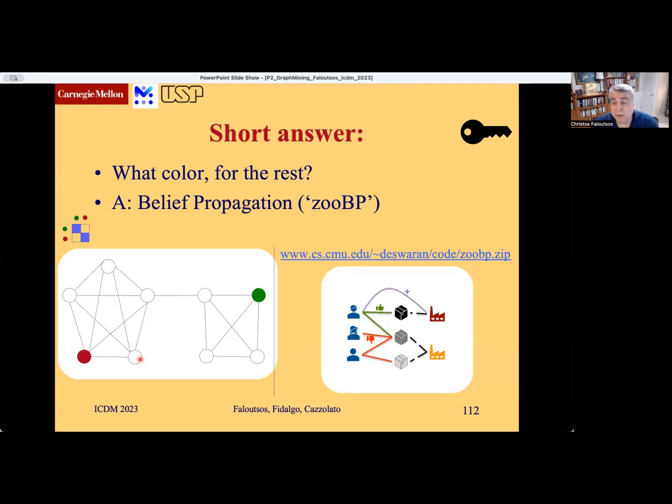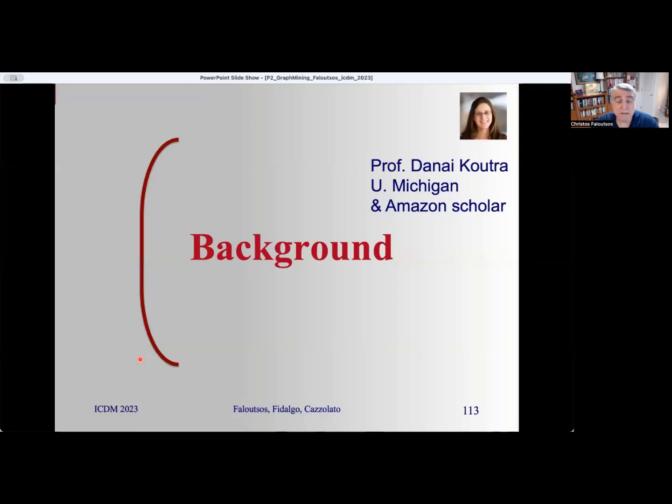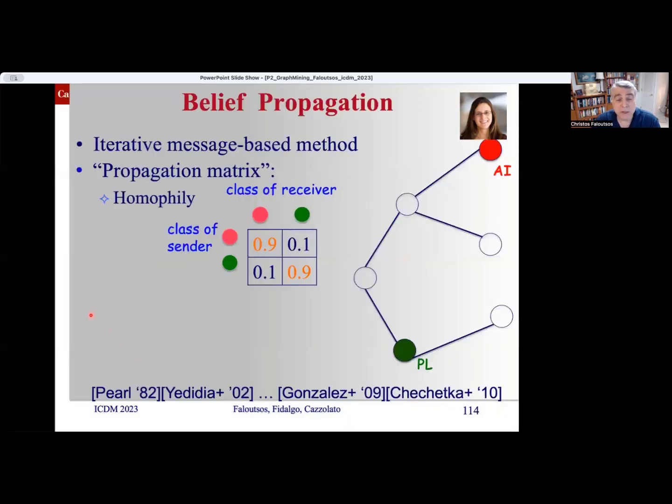We recommend ZooBP, which is freely available from that website. Belief propagation is a very old, very time-tested method. Here is a very nice introduction to it from Danai Koutra, professor at the University of Michigan. So the idea is, suppose we have a graph of co-authorship. This is a person who is working on AI. This is a co-author of this person. This is a person who works on programming languages and their co-authors.